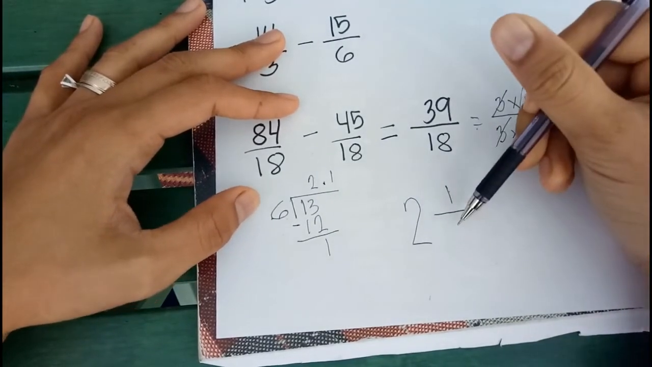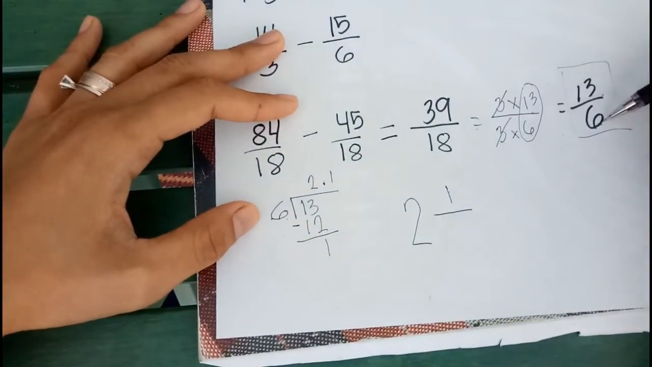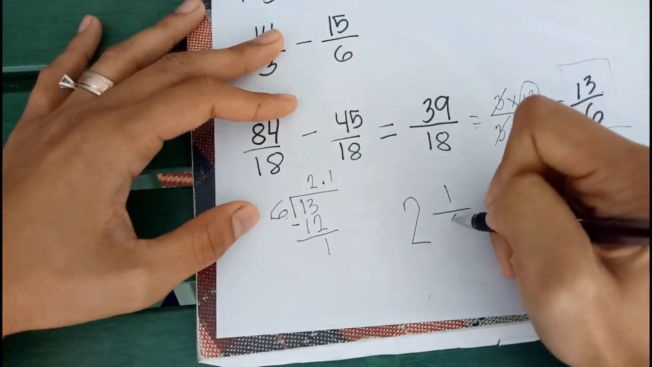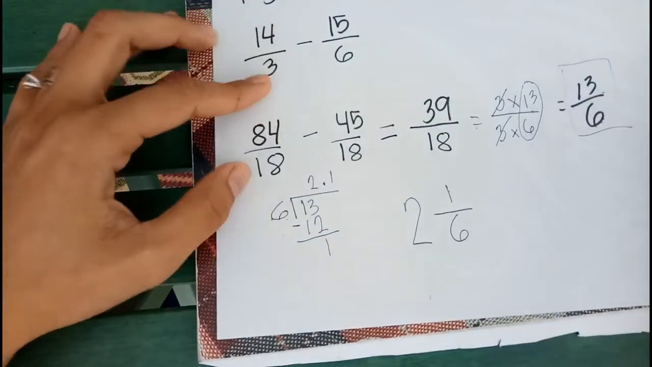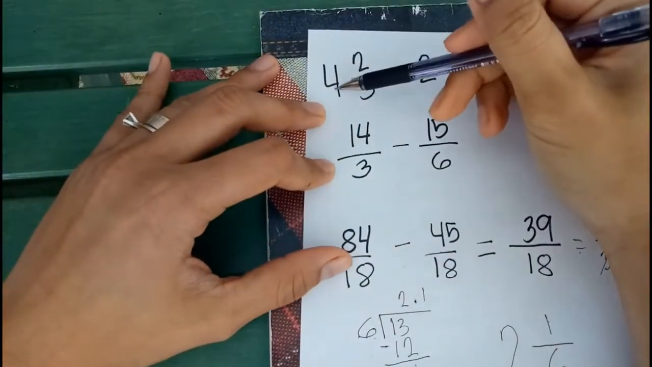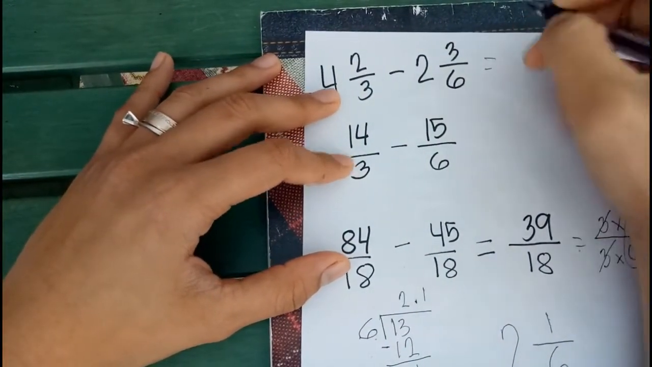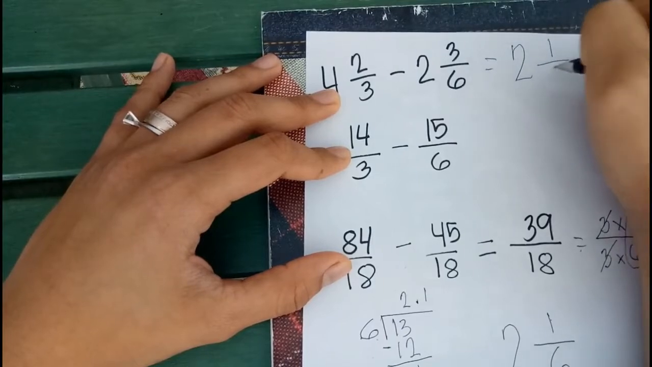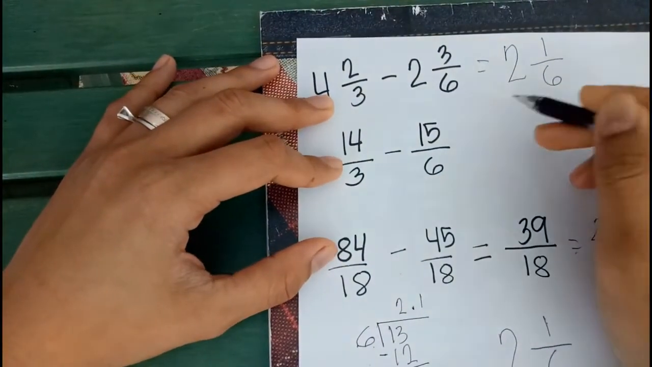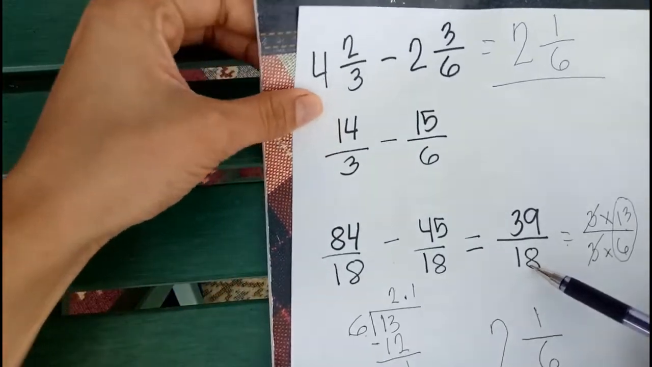And for our denominator, it's still going to be the same, 6, or our divisor, 6. So you're going to put 6 down here. So this is the final answer. For 4 2/3 minus 2 and 3/6, the answer is 2 and 1/6. Simple as that. Don't forget to check for simplification if you need to simplify your answers.